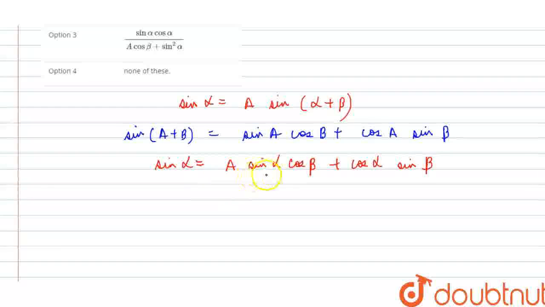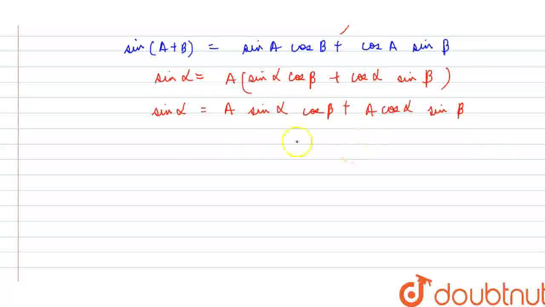Now, what I'll be doing here is multiplying this a inside. So that is sine alpha is equal to a sine alpha cos beta plus a cos alpha sine of beta. Now, proceeding further, I'll be taking sine alpha common. So I get sine alpha into 1 minus a cos beta is equal to a cos alpha sine beta. Let it be equation number 1.